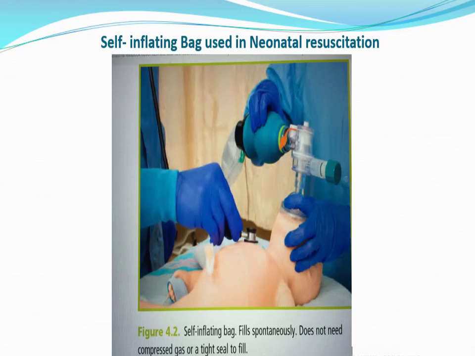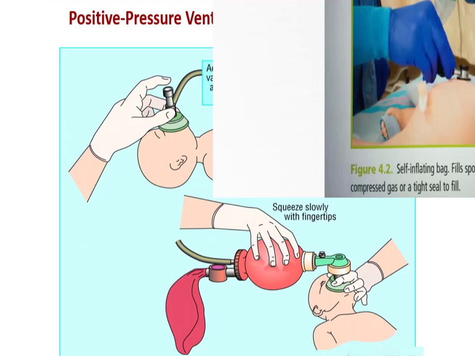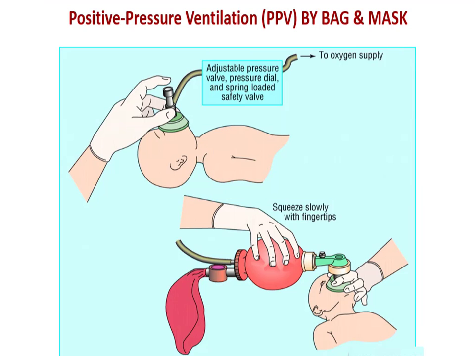This is a self-inflating bag used during neonatal resuscitation. It fills spontaneously and does not need compressed gas or a tight seal to fill. And this is how to apply positive pressure ventilation: by ambu bag, by mask and bag, and by T-piece.